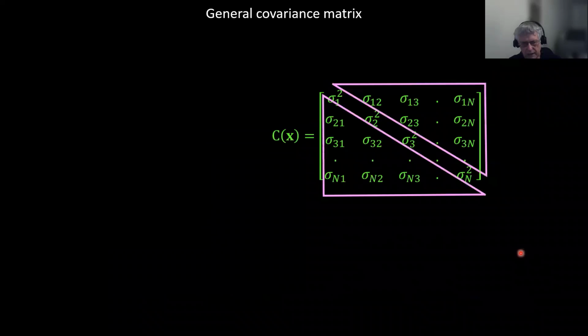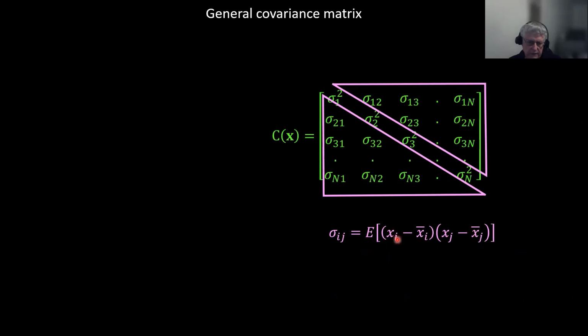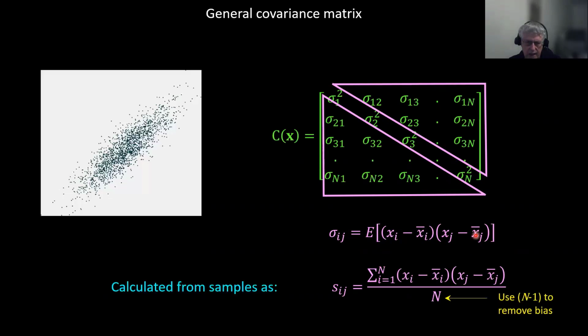The off-diagonal elements, that's the definition of covariance between two elements. The expected value of xi minus the mean of xi times xj minus the mean of xj. If all I have is the samples, I can get an empirical expression for that, an approximation to that. The sum of xi minus the mean of xi, xj minus the mean of xj, divided by n. This will become pretty important when we talk about ensembles in webinar 3.